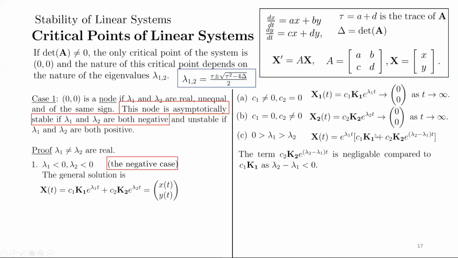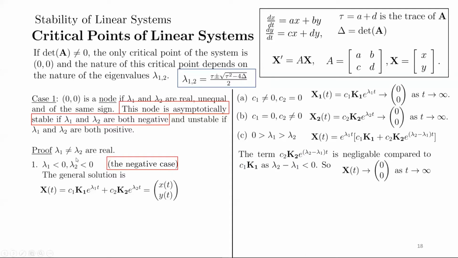But this term on the right, the most far right term here, is negligible compared to c1 because lambda 2 minus lambda 1 is less than 0. So this term is really quite small compared to the other term here. And in the end, basically the same thing happens. As t goes to infinity, the general solution approaches the critical point.